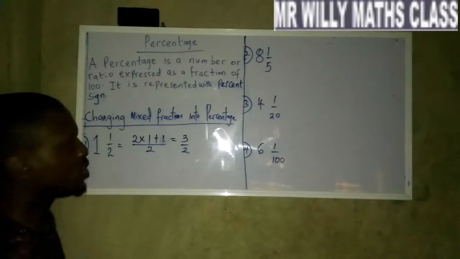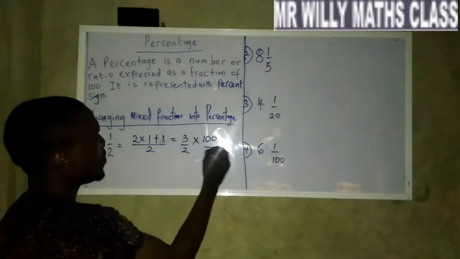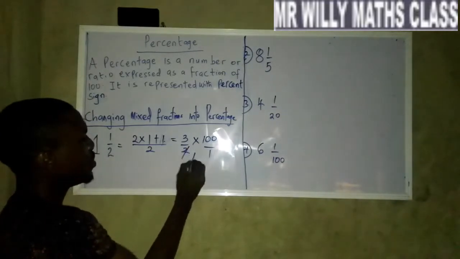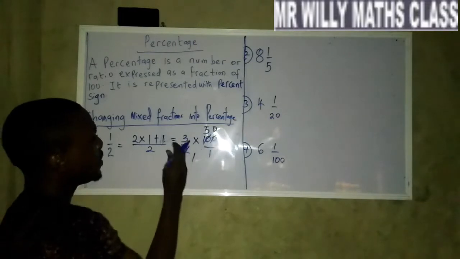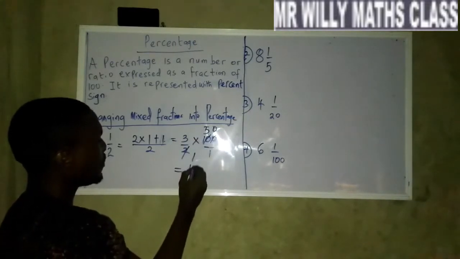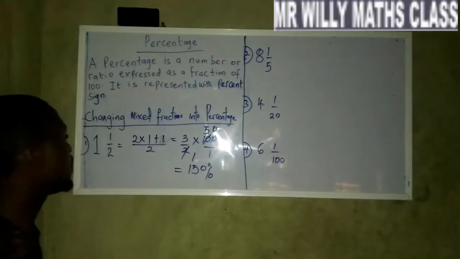After the conversion, you multiply by 100. You multiply by 100 over 1. 2 here 1, 2 in 10, that's 5. 2 in 0, that's 0. 3 times 50, that's 150%. If you are changing your 1 and a half, it is 150%.